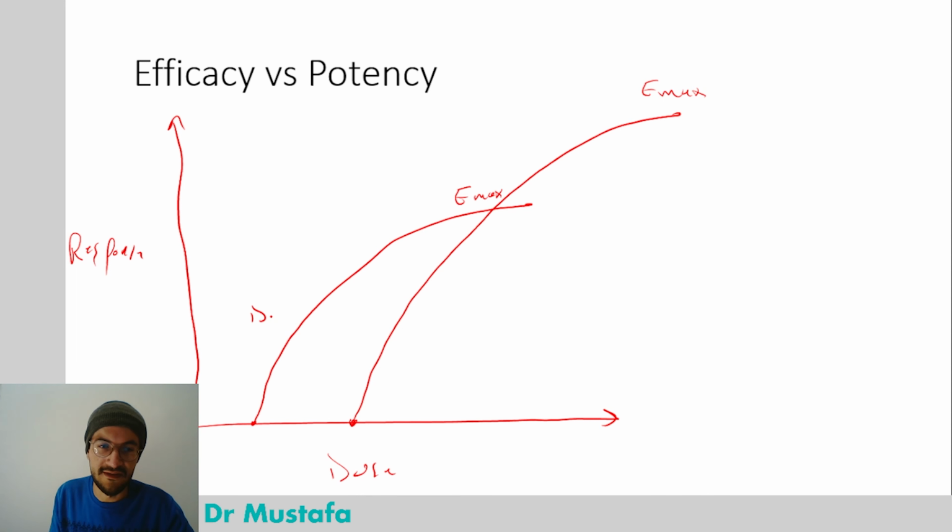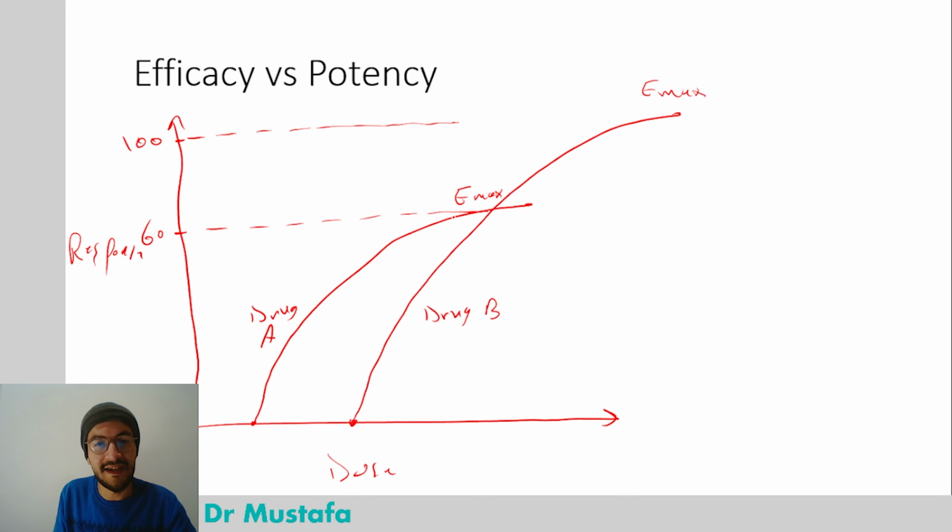Let's call them drug A and drug B. Here we have the maximal response, 100%, and here we have 60%. So drug A reaches 60% of the effect, while drug B gives us 100% of the effect. Here we have 50% of the effect, and for drug A, the ED50 is about here.